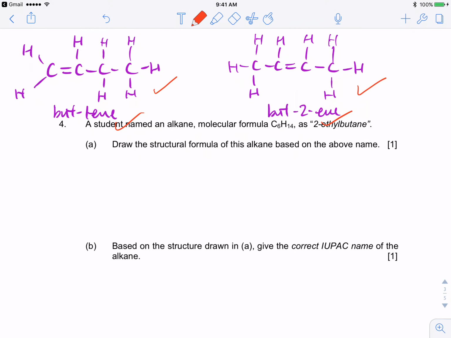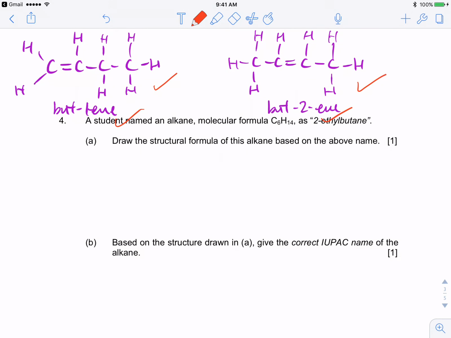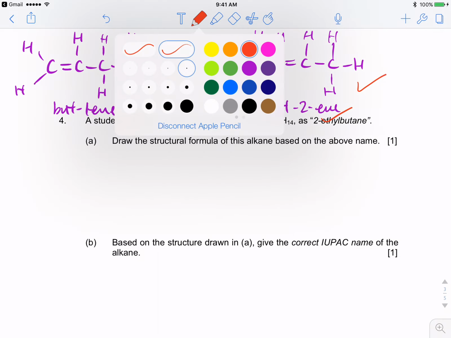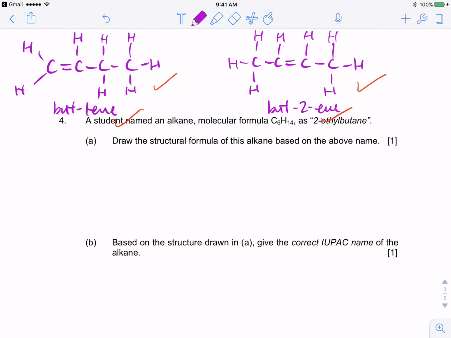Name an alkane, 2-ethylbutane. Draw a structural formula based on the name. 2-ethylbutane: butane, 1, 2, 3, 4. 2-ethyl at carbon 2. Okay, fill in the hydrogens.